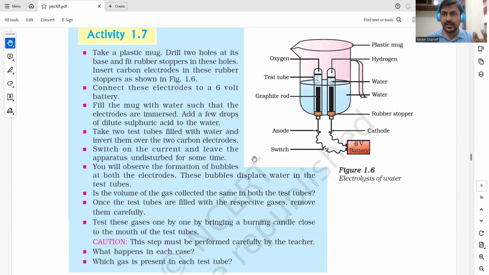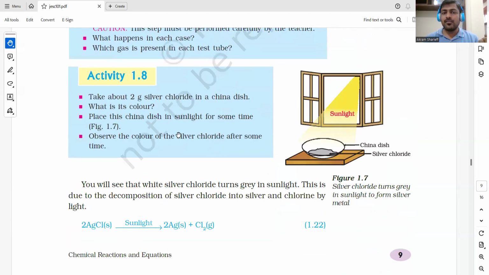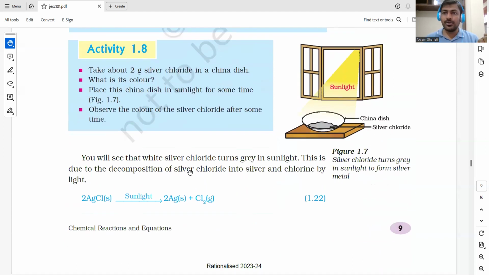So we are done with thermal decomposition reaction, we are done with electrical decomposition reaction. Now what is the next reaction we have to learn? We have to learn the photolysis reaction. Photo means what? Light. We'll see one activity. You are taking 2 grams of silver chloride in a china dish and keeping it in the sunlight. What will happen? You will see that 2AgCl, the silver chloride, will turn gray in sunlight.